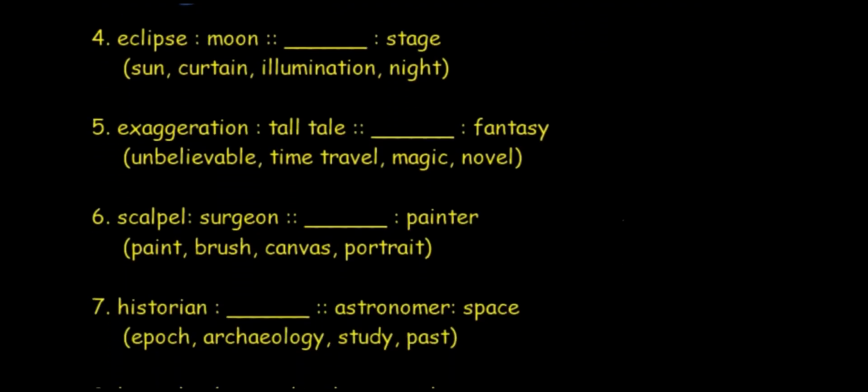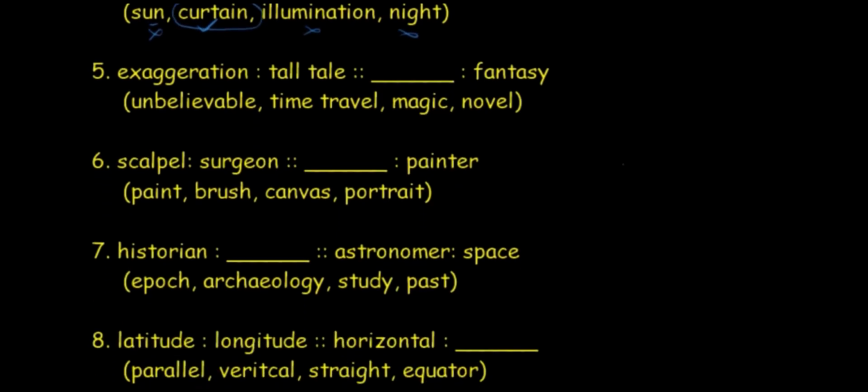If I look at the next question, question number 4. Eclipse and moon. What's that got to do with each other? I know that when there's an eclipse, it covers the moon, right? So I'll say eclipse covers the moon. That's the only relationship I can find between them. So what's covering the stage? The sun covers the stage, the curtain covers the stage, illumination, light. So the curtain covers the stage just like an eclipse covers the moon. This one was kind of easy, nothing complicated there.